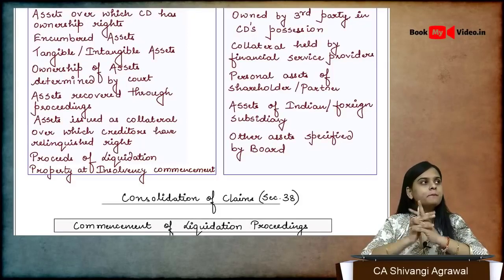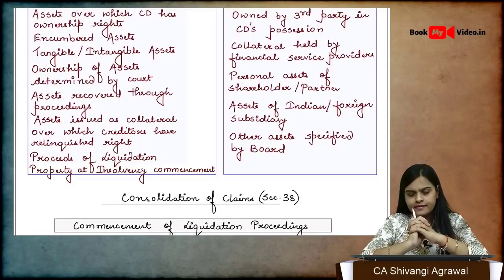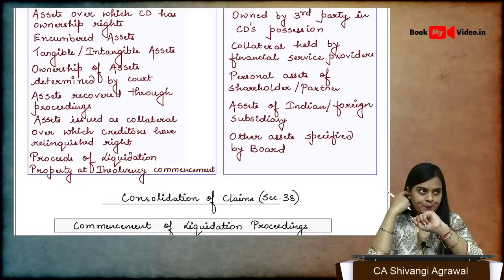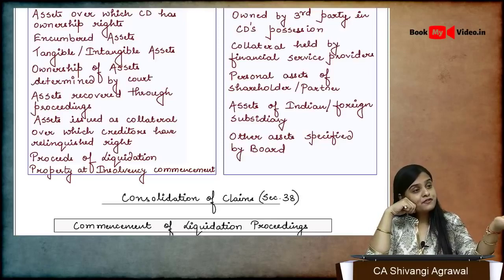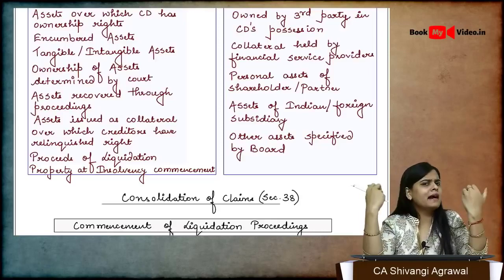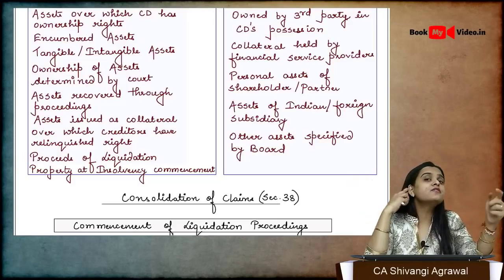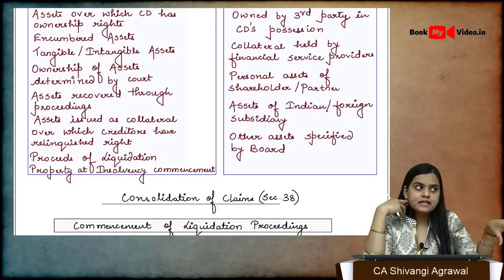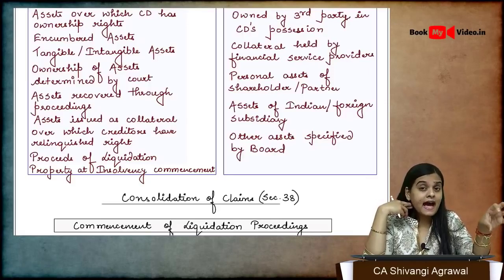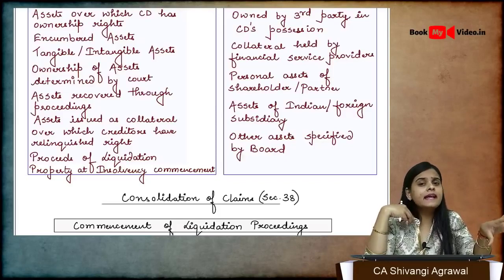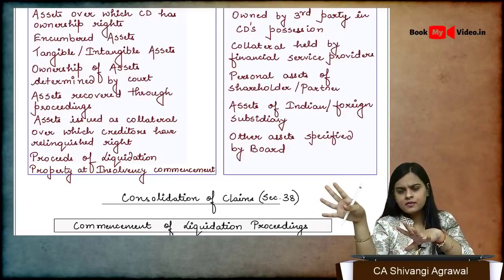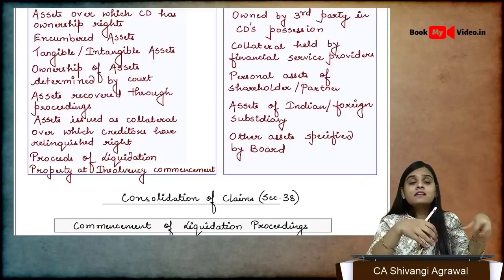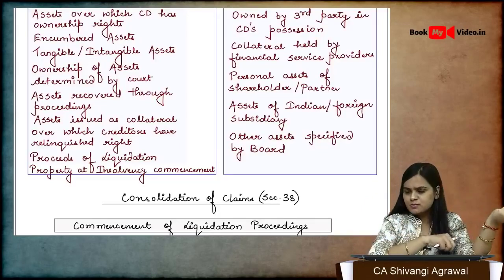See, whenever there is a creditor, secured creditor, supposedly he has two choices. He is a secured creditor, he has some asset. He might enforce his security interest or he might let it go. If he enforces his security interest, supposedly he has a loan of 10 crores and he has an asset as a collateral security of say 8 crores. So he has two choices. He can give this asset back, right? Or he can enforce that security interest and realize his money.